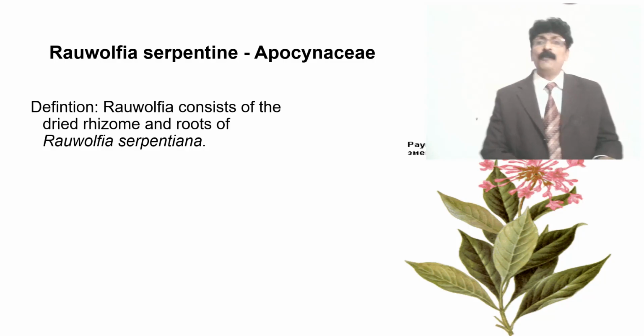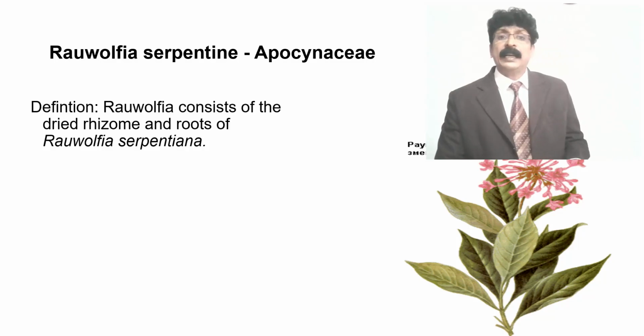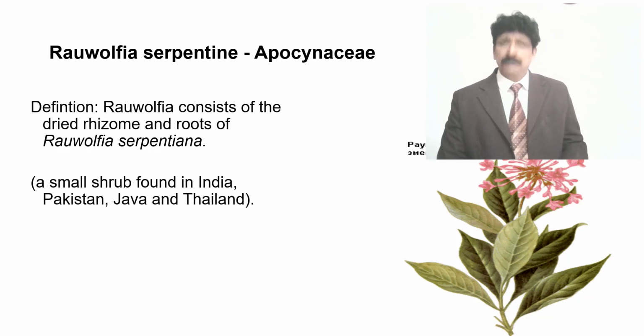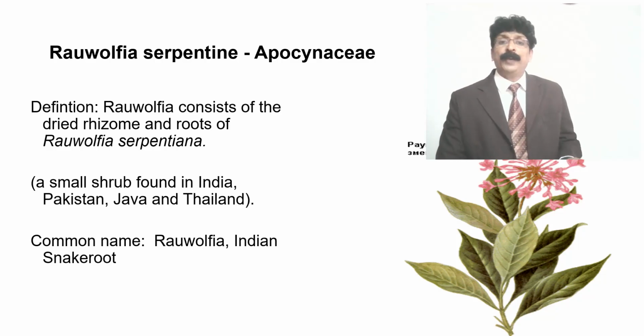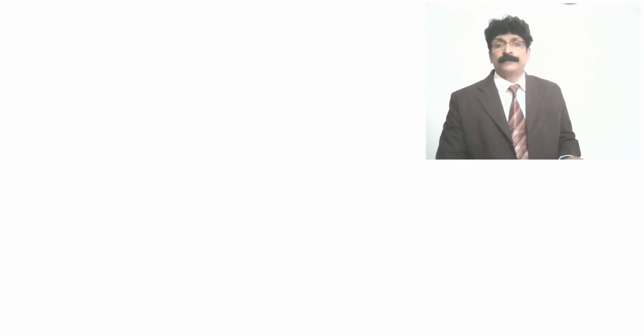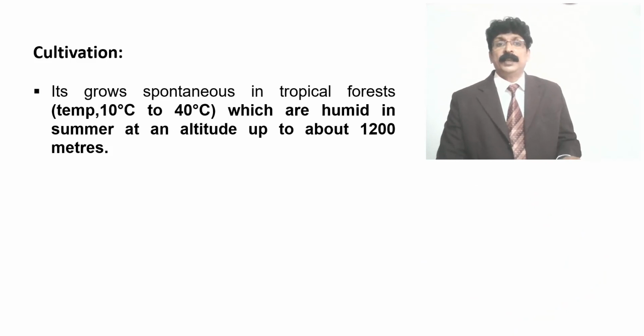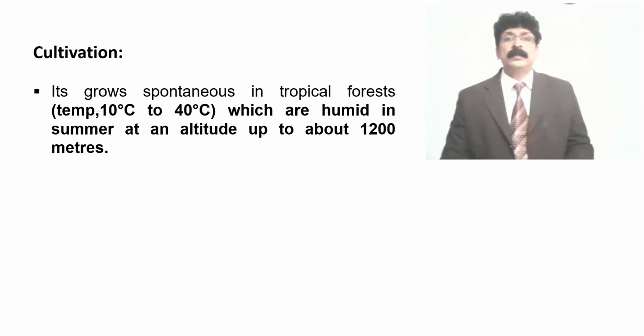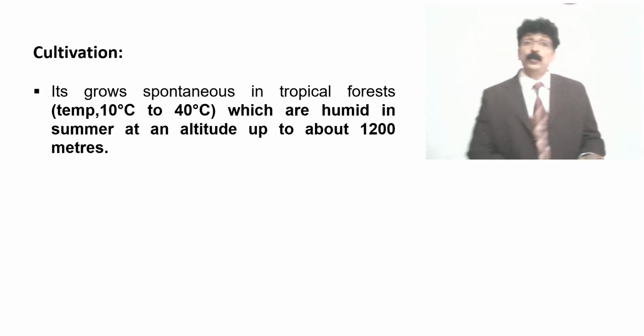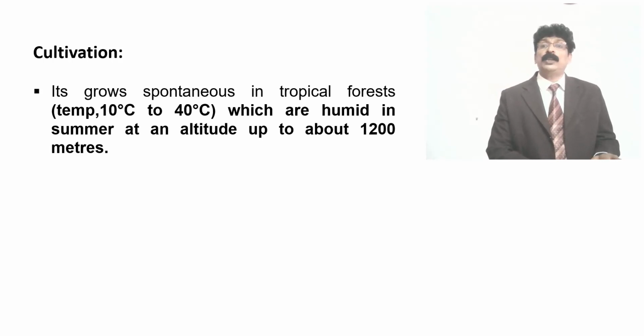Definition: Rauwolfia consists of the dried rhizome and root of Rauwolfia serpentina. A small shrub, as shown in the picture, found in India, Pakistan, Java and Thailand. Common name: Rauwolfia, Indian snake root. Cultivation: it grows spontaneously in tropical forest, temperature 10 degrees centigrade to 40 degrees centigrade, humid in summer, at an altitude up to about 1200 meters.